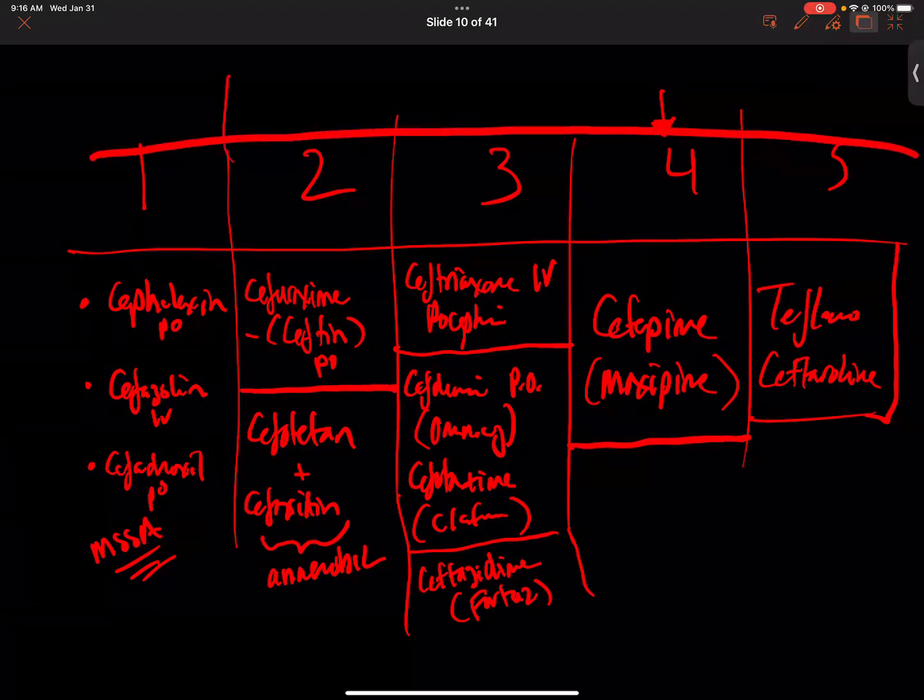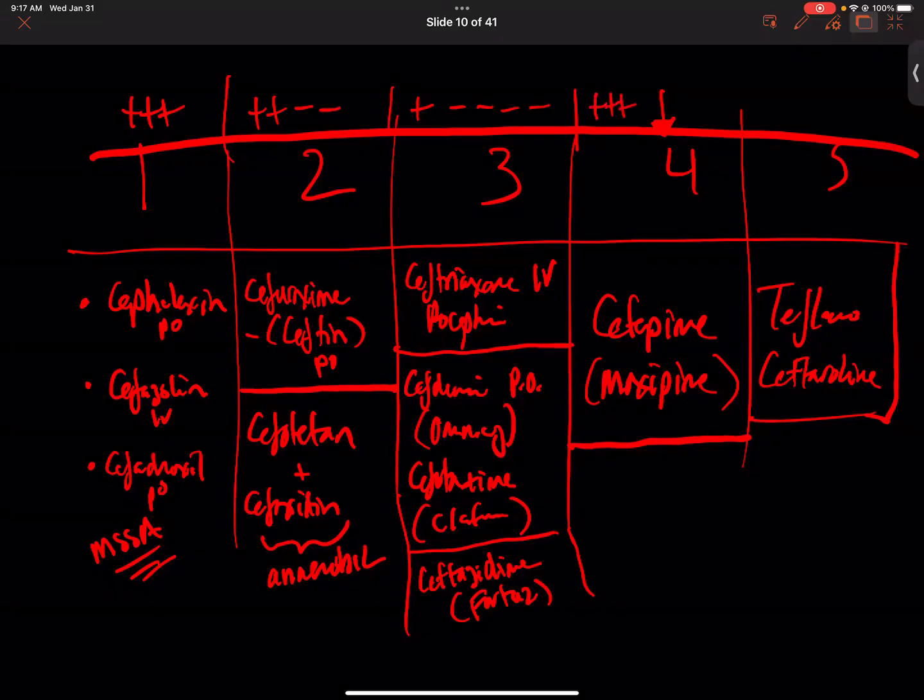I don't know if this is helpful or not, but good gram-positive coverage here. We get gram-positive coverage and gram-negative coverage here. We get some gram-positive coverage, but we get good gram-negative coverage here. Okay. With cefepime, cefepime is remarkable because it kind of does both. It gives you really good gram-positive coverage and good gram-negative coverage.